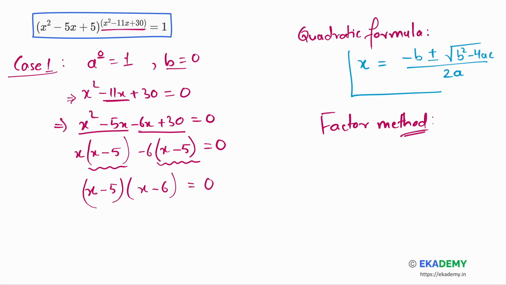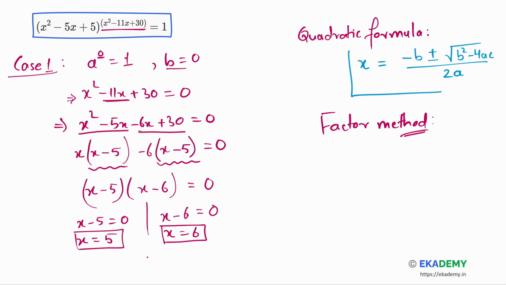That is why it is called the factor method, or factorization method. Now, we have two factors equal to 0. So this left-hand side will be 0 when either x minus 5 is 0 or x minus 6 is 0. From here we will get two values of x. When x minus 5 is 0, we get x equals 5, and when x minus 6 is 0, this will yield x equals 6. So, we have got two solutions.